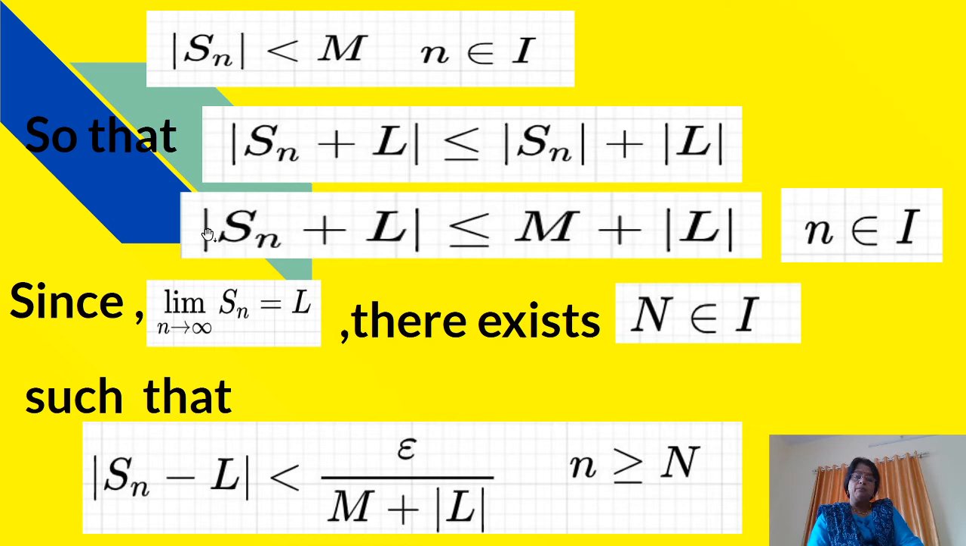Therefore, modulus of Sn plus L is less than M plus mod L, using the above result, where n belongs to I. Now since limit of Sn as n tends to infinity is equal to L, there exists capital N belonging to I such that modulus of Sn minus L is less than epsilon upon M plus mod L, where n is greater than N.